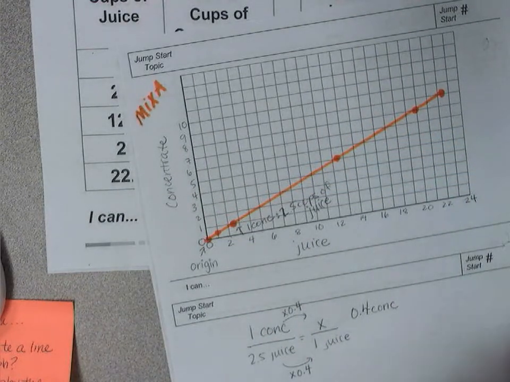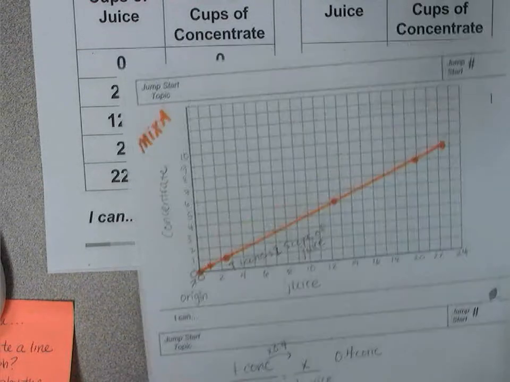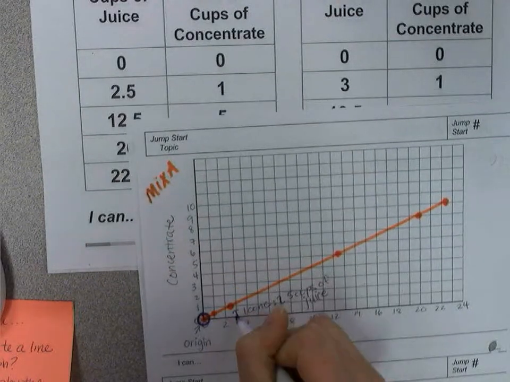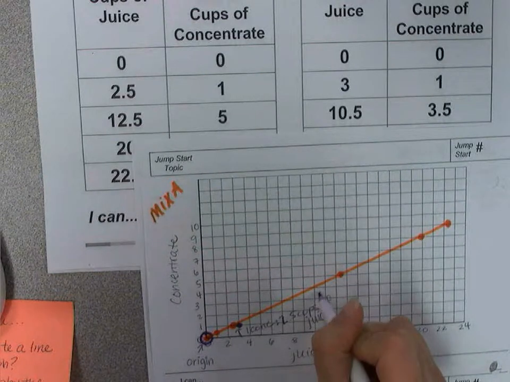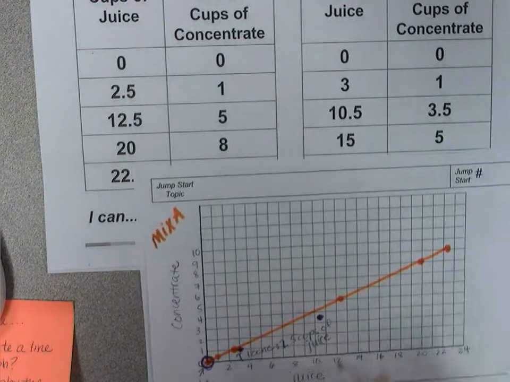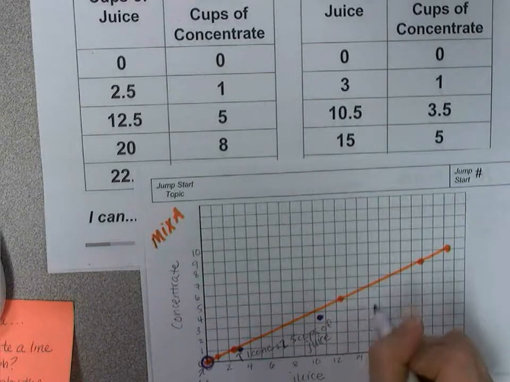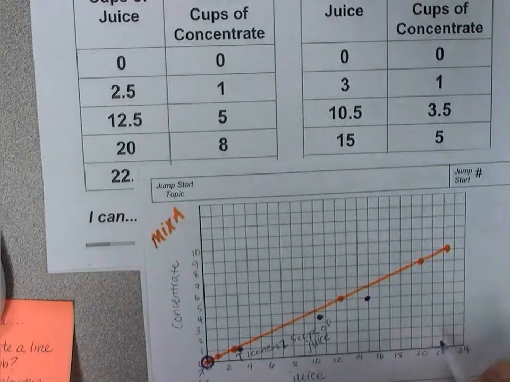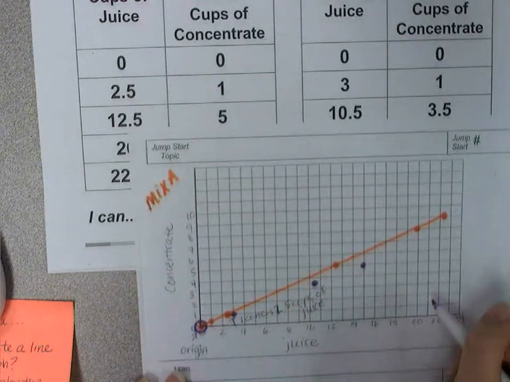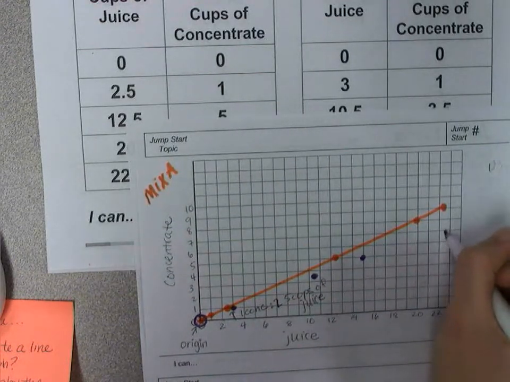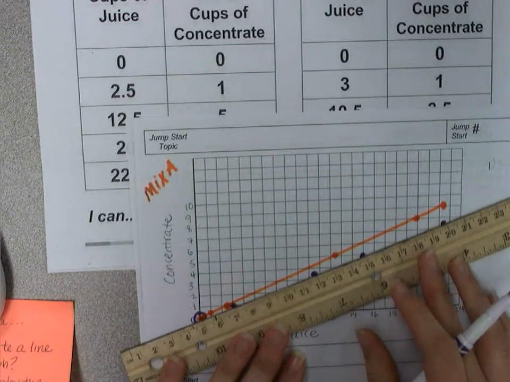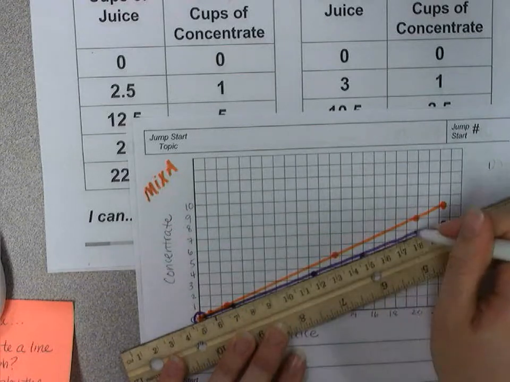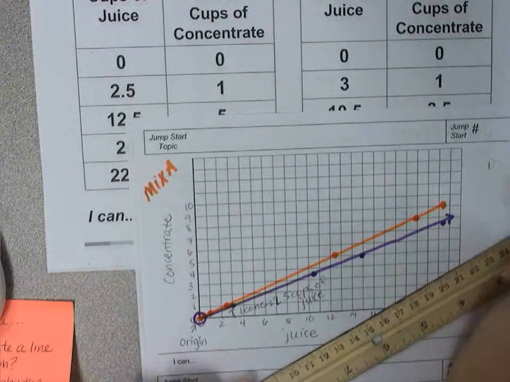Then I'm going to just show you what mix B looks like really quickly. So 0, 0, 3, 1, 10.5 to 3.5, 15 to 5, and 22.5 to 7.5. Imagine that. It goes up in a straight line. So think about why this might go up in a straight line, both of these.